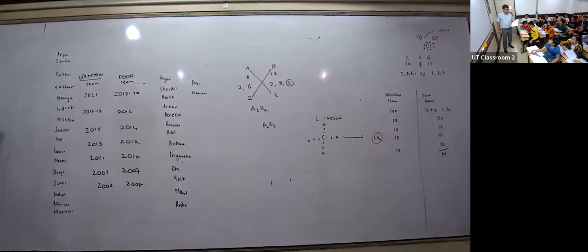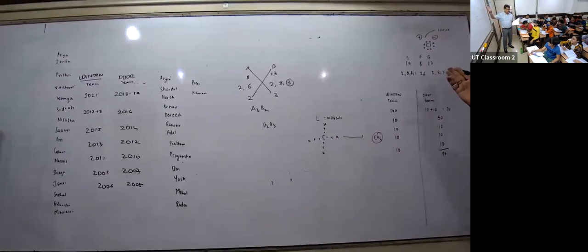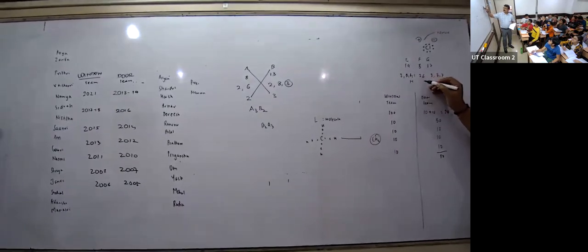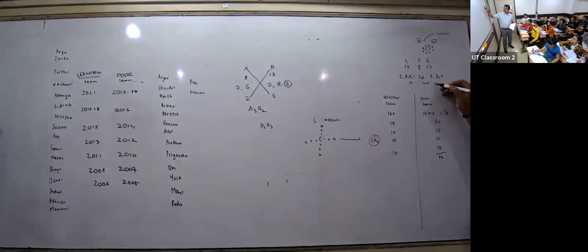Now question number 2. Question number 1. Classify the elements as metals and non-metals. Which one is a metal? Very good.